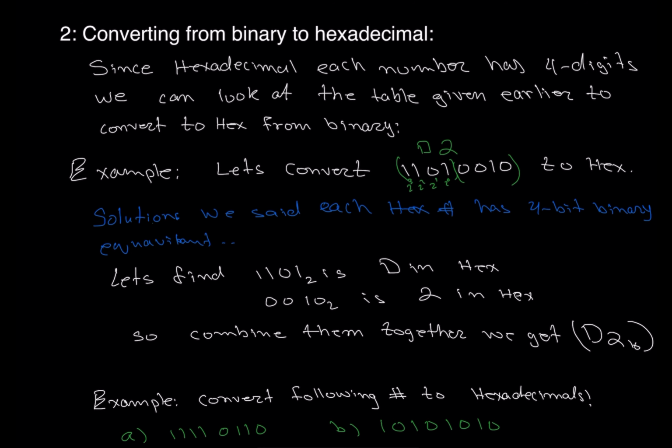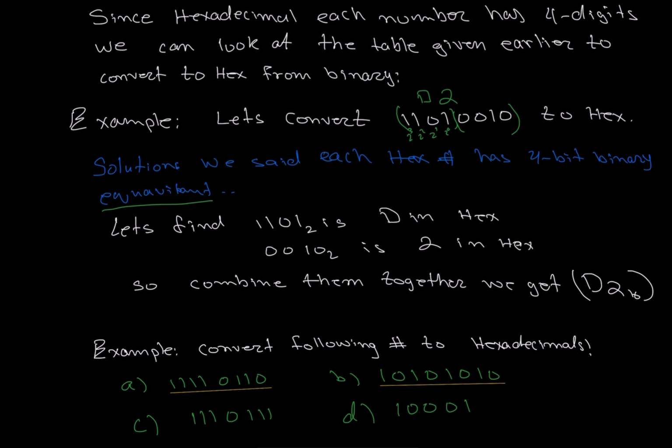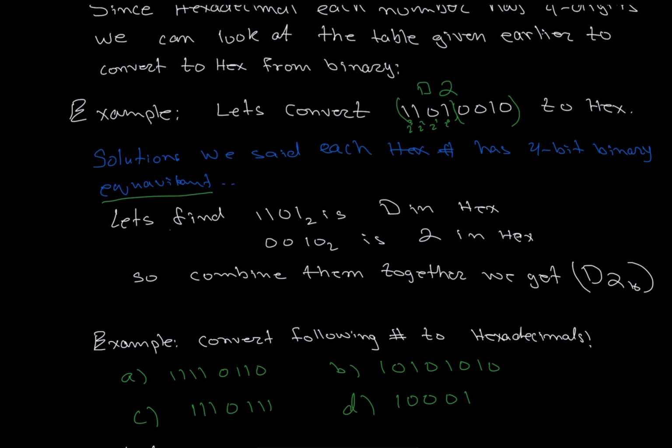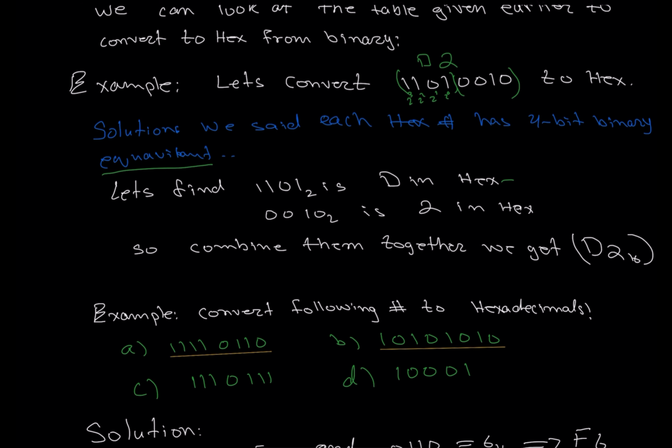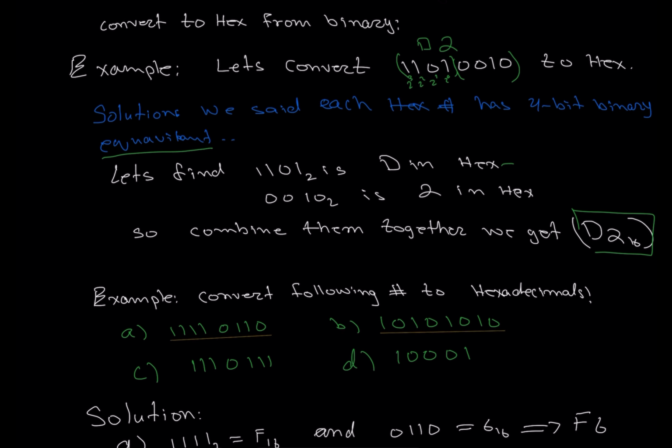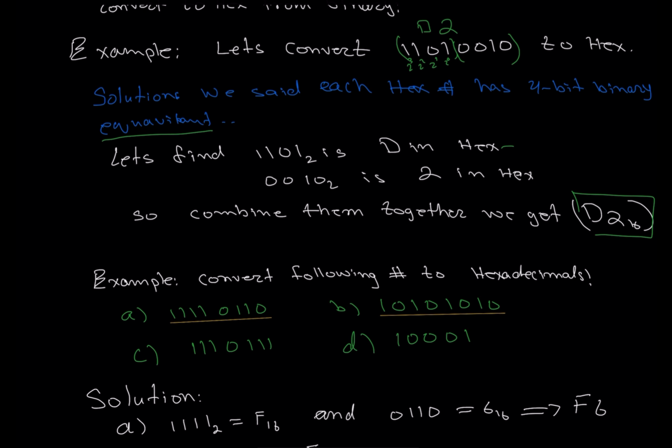Okay, so the solution: we said each hexadecimal number has a 4-bit binary equivalent representation. I don't know if that spelling is right, by the way. I'm not good at spelling. Let's find out. 1101 base 2 is D in hexadecimal. Yes, we found that. And 0010 is 2 in hex. So yes, then you combine them together, it will become D2 base 16. Okay, that was simple enough, right? You just have to know each 4 bits representation. You can look up the table and see what that number is. It'll be easier, the easy way to do it.